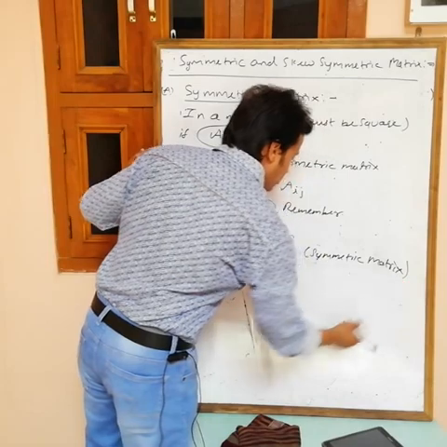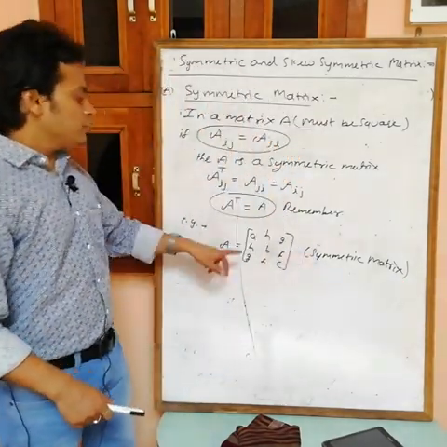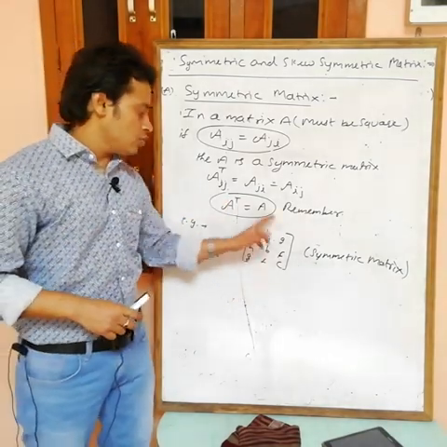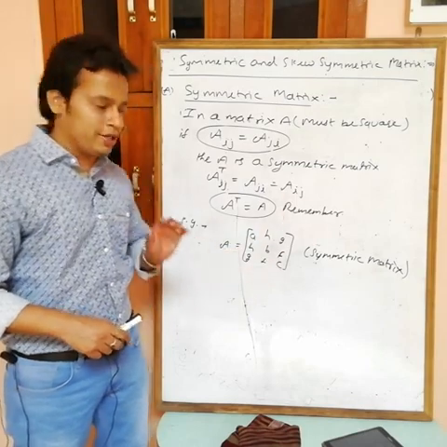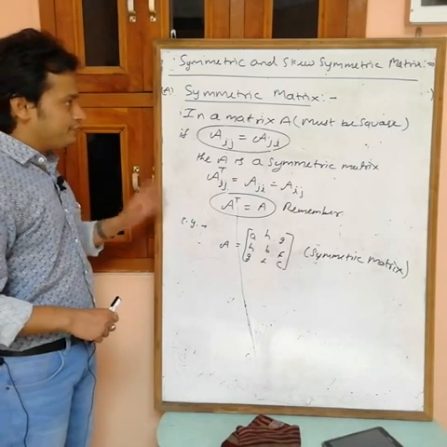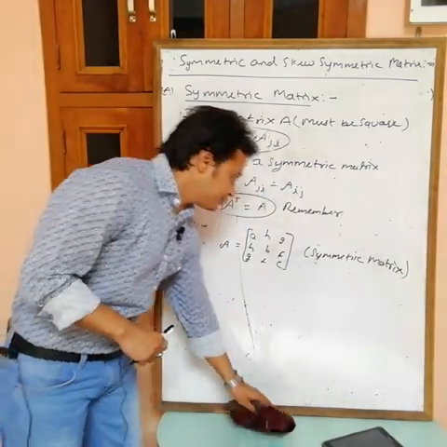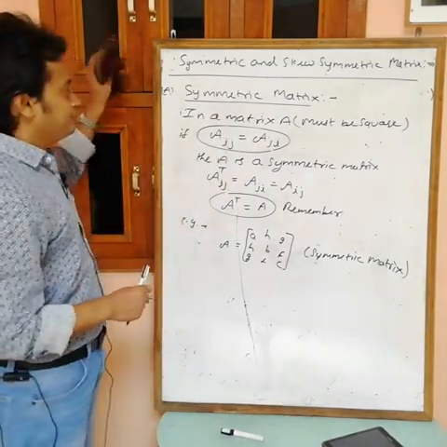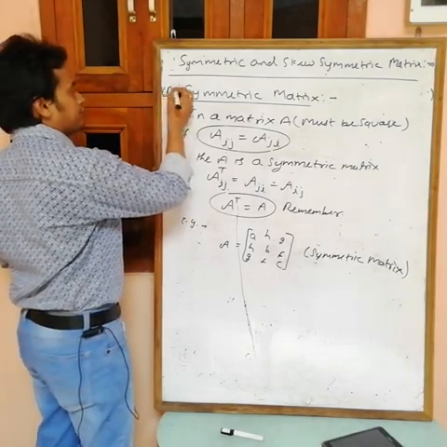It is satisfying the condition now. The ijth element is equal to the jith element. For this one, if you find A transpose, then you will get A transpose is equal to A. First row, first column same, second row, second column same, third row, third column again same. So symmetric matrix, write down. Okay, done. Now B, skew symmetric matrix.